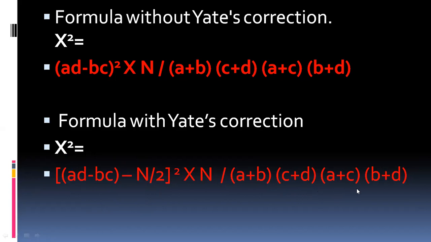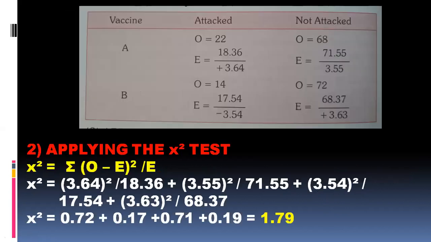So this is the formula which is used for a 2 by 2 table or contingency table. Here we have rewritten the table.